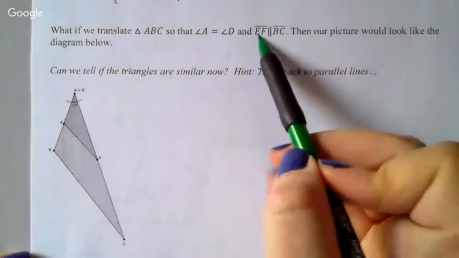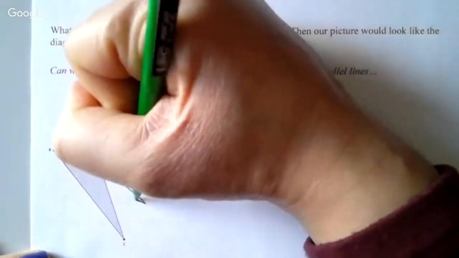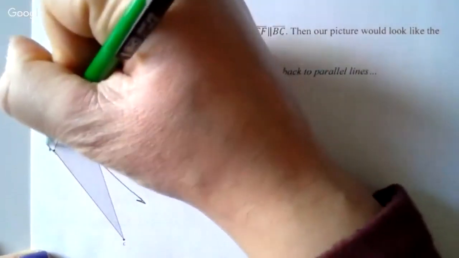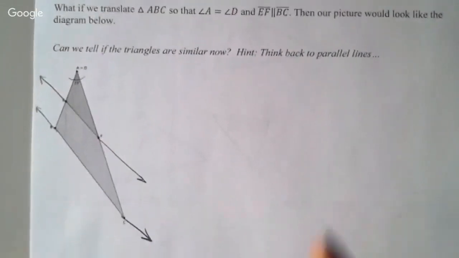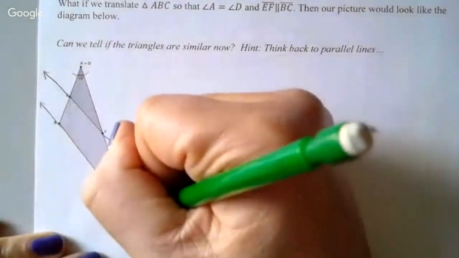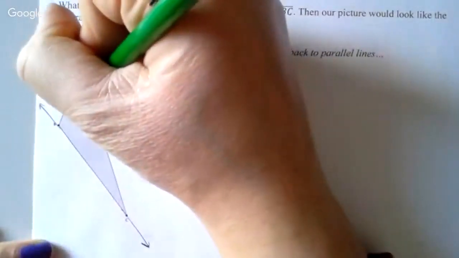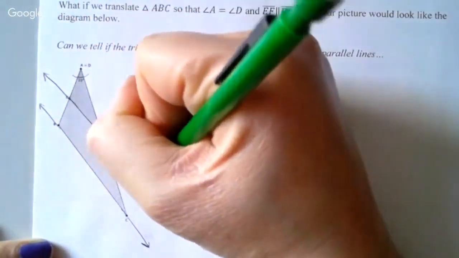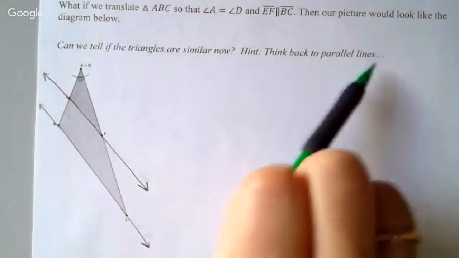Okay. And now they're also telling me that EF is parallel to BC. So what I'm going to do right now is extend these so they look like the parallel lines we're used to. Then our picture would look like the diagram below, which you can see. This one's not exactly straight there, I'll try that a little bit better. Like that. Same with this one, crooked. Okay. And it says, can we tell if the triangles are similar now? Hint, think back to parallel lines.